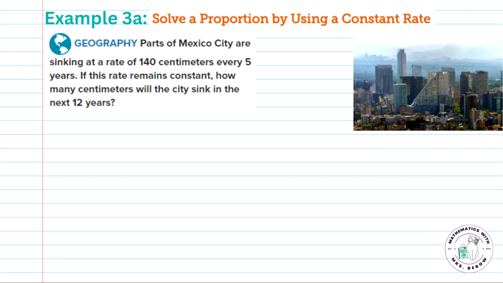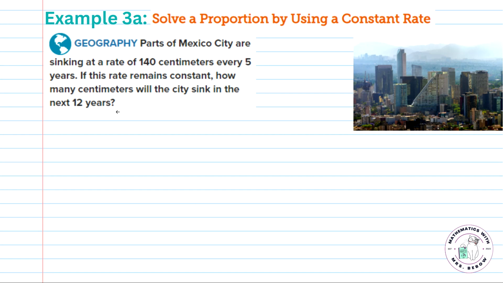In this video, we're going to continue talking about solving proportions, and we're going to specifically look at story problems that are involving that type of equation. So let's get started. In this first example, we're going to solve a proportion by using a constant rate. So this problem is telling us that parts of Mexico City are sinking at a rate of 140 centimeters every 5 years. If this rate remains constant, how many centimeters will the city sink in the next 12 years?